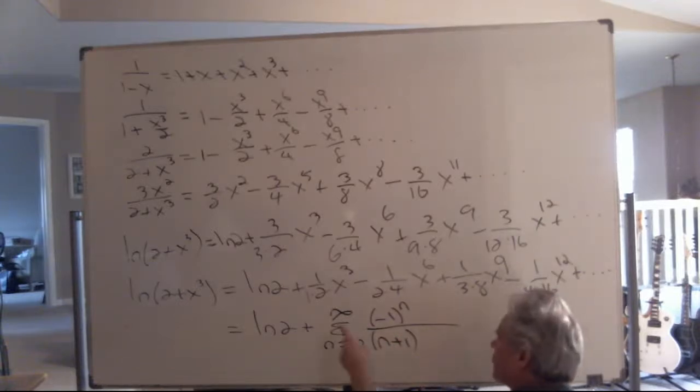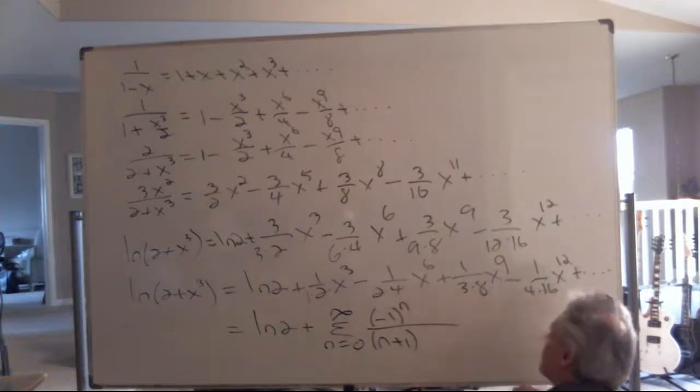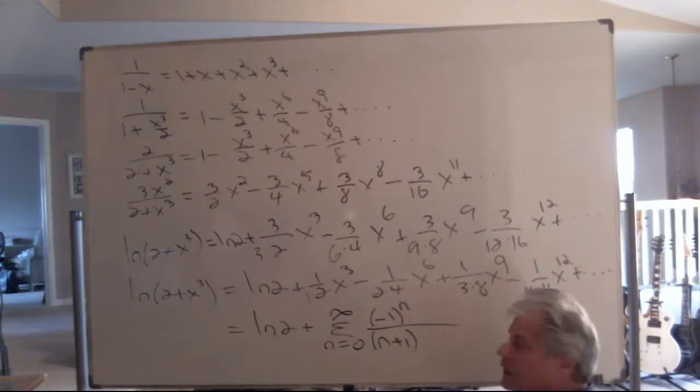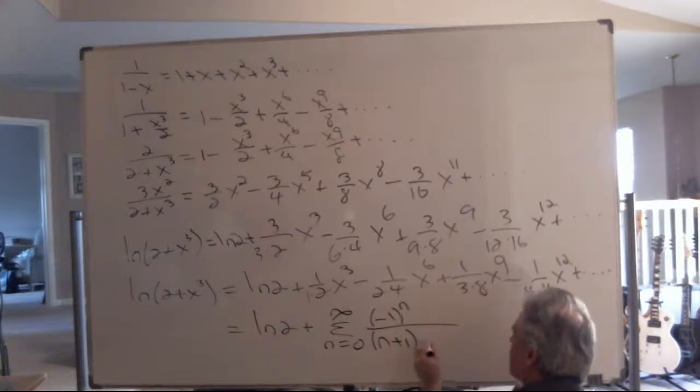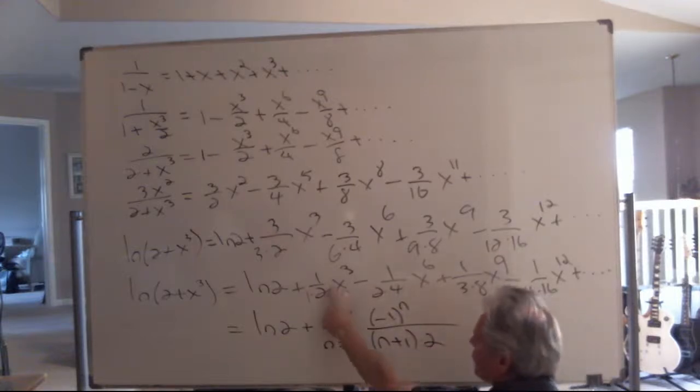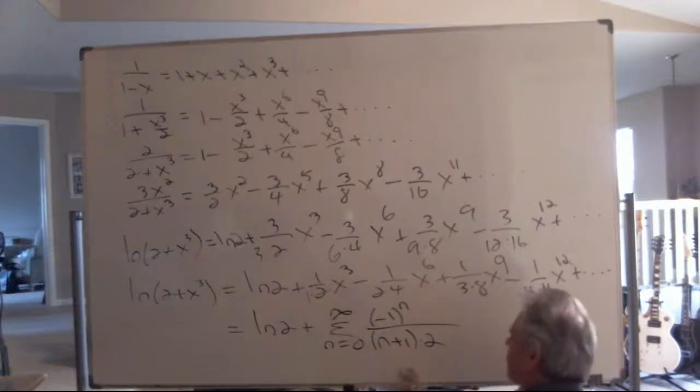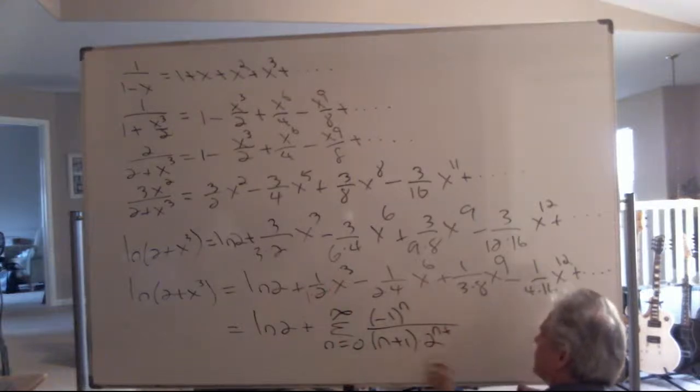Now look at the second factor downstairs, 2, 4, 8, 16. Those are powers of 2. The first one is 2 raised to the first power, but that would be 0 plus 1, so the exponent should be n plus 1.